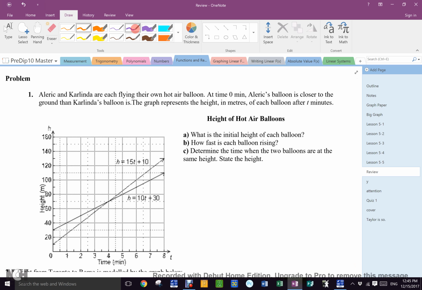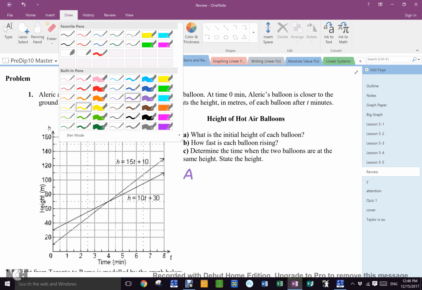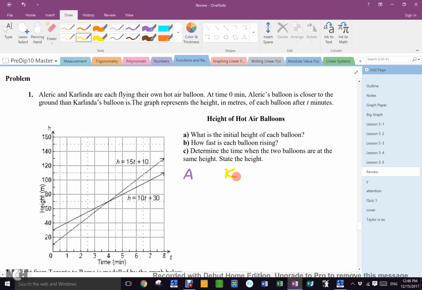Alaric and Carlinda. I'm going to say Alaric is purple, and I'm going to say Carlinda is yellow. Is yellow visible? Good. All right. So, which of these lines is Alaric? That one or that one? That one, because it's close to the ground and it says so right in the question. Yeah. So that makes this one Carlinda.